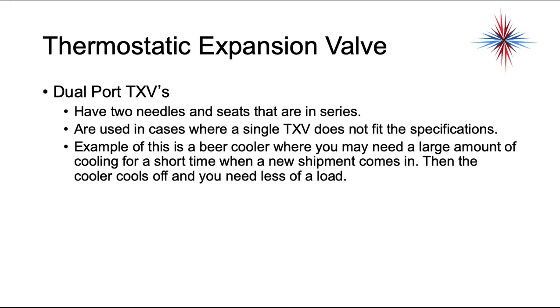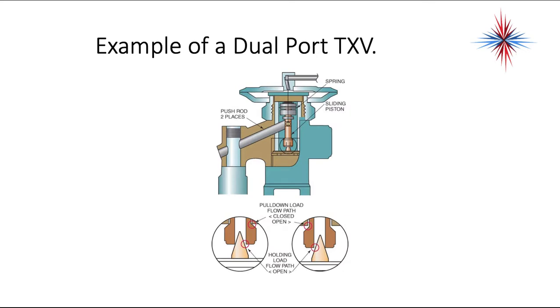Dual port TXVs have 2 needles and seats that are in series. They're used in cases where a single TXV does not fit the specifications. Examples of this might be a beer cooler, where you may need a large amount of cooling for a short time when a new shipment arrives, then the cooler cools off and you need less of a load. You don't see the dual port TXVs in air conditioning that often. Okay, two TXVs, they're in series with each other.